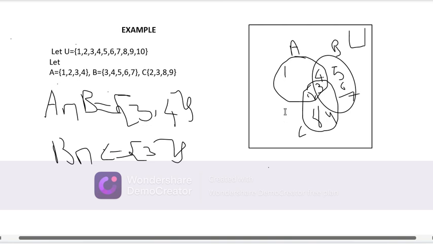So that's how we fill the Venn diagram. What about the universal set? Which element is not in all these 3? It's only 10. So we put it outside, in the universal set. So we have also covered the Venn diagram: how to fill in the Venn diagram.